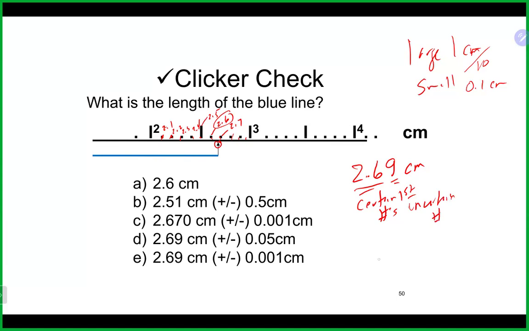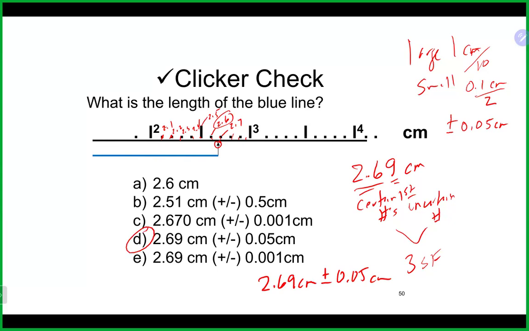That would mean this number has how many significant figures? It has 3 significant figures. The uncertain number here is the 9. We once again can find our sort of tolerance or uncertainty by taking the smallest marking and dividing it by 2. That would give us plus or minus 0.05 centimeters. So that would give us 2.69 centimeters plus or minus 0.05 centimeters. So that's looking like D would be a winner in that case. Any questions?